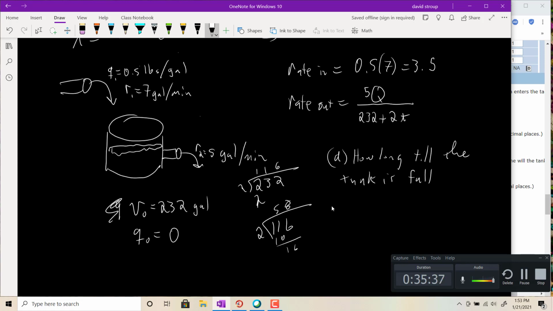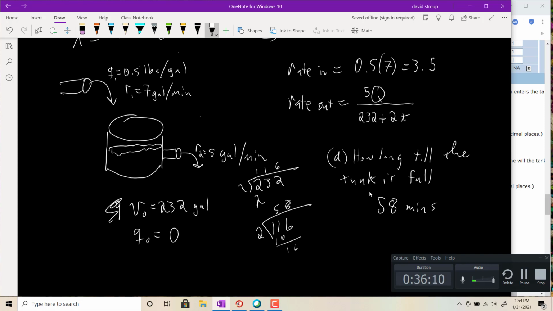And again, it's just because it's initially half full. You know there's 232 gallons in the tank, so therefore there's currently 116 gallons in the tank and you need 116 gallons more. And then every minute there's 2 additional gallons coming in, because the difference between the rate going in and the rate going out is 7 minus 5, which is 2. So it's going to take 116 divided by 2 minutes, in other words, 58 minutes.